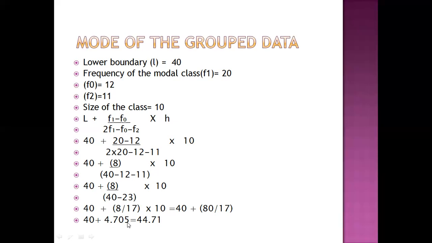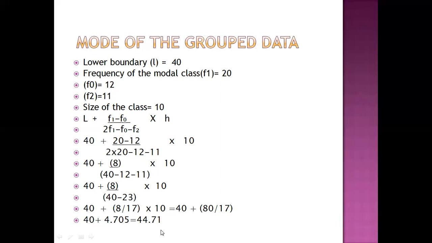The third decimal place is 5. So you must add 1 to the second decimal place. So 0 plus 1 is 1. So finally the value is 44.71. So the mode of the given data is 44.71. Children, this mode sum is very important for a 2 mark question.